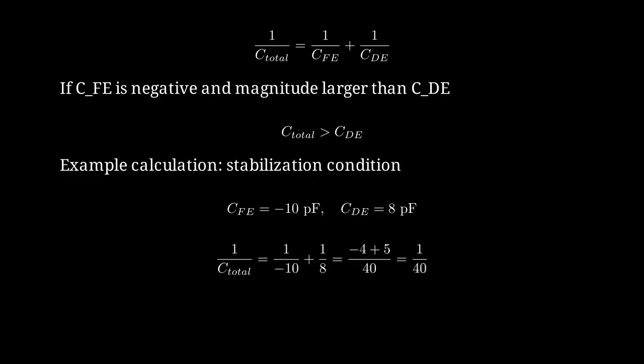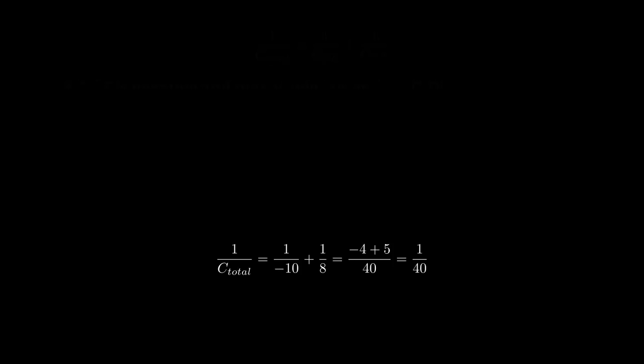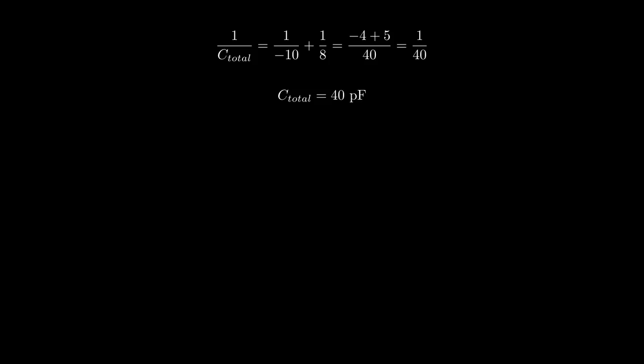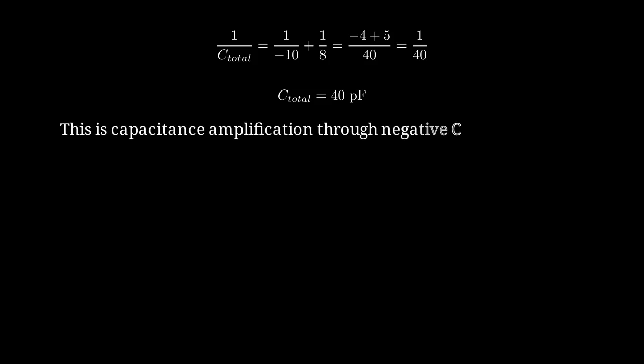Then 1 over C total equals 1 over negative 10 plus 1 over 8, which equals 1 over 40. So the total capacitance is 40 picofarads, which is much larger than either component alone. This demonstrates capacitance amplification through the negative capacitance effect.